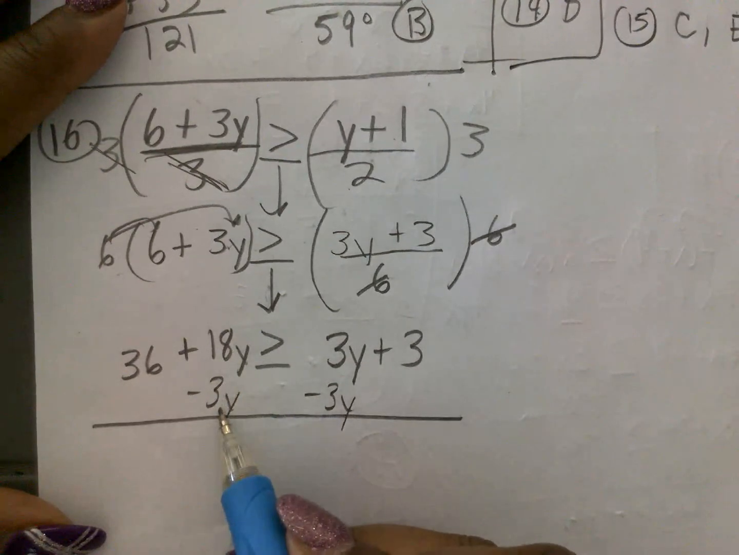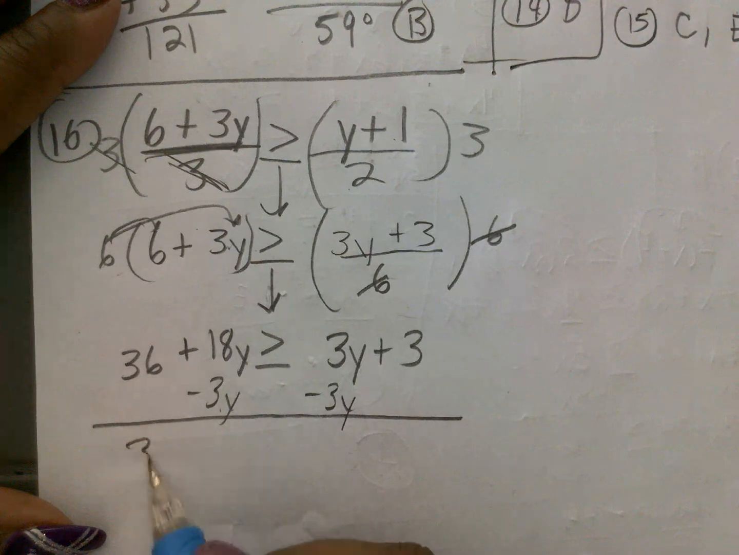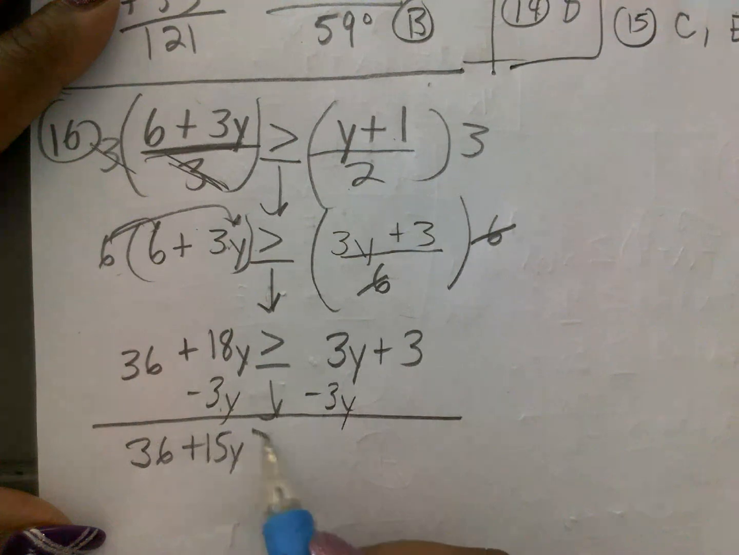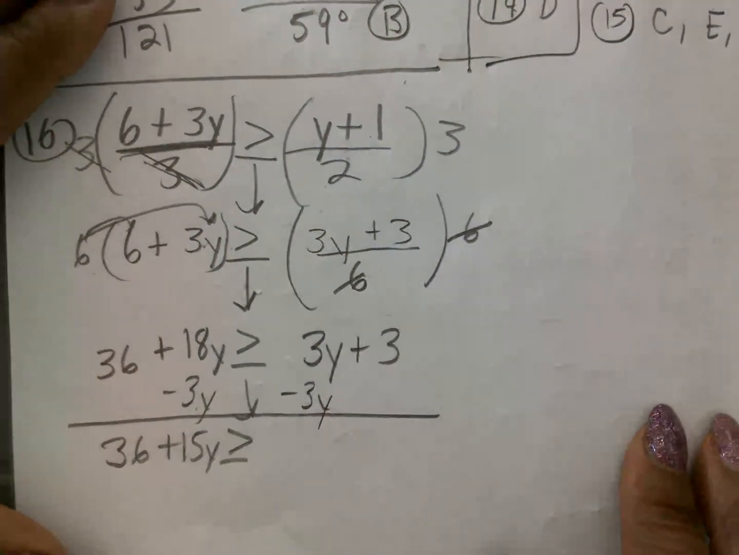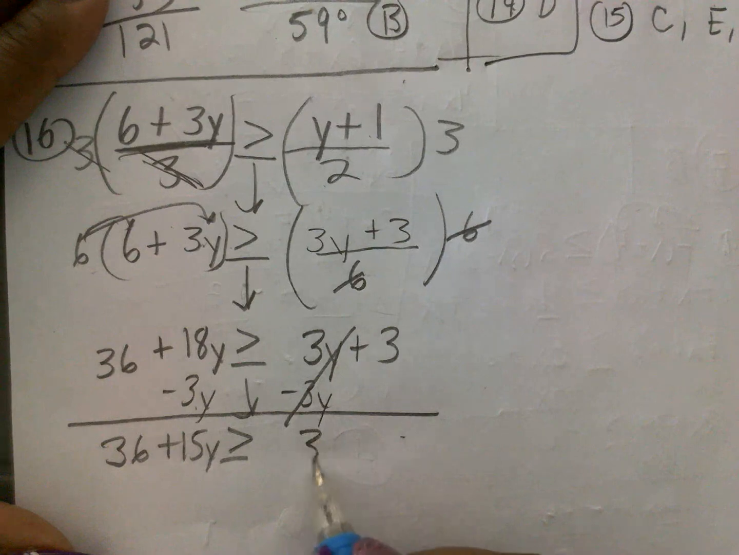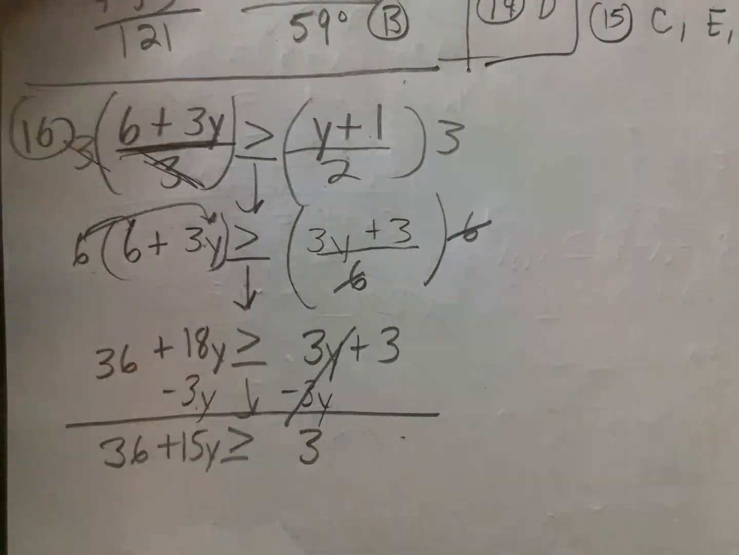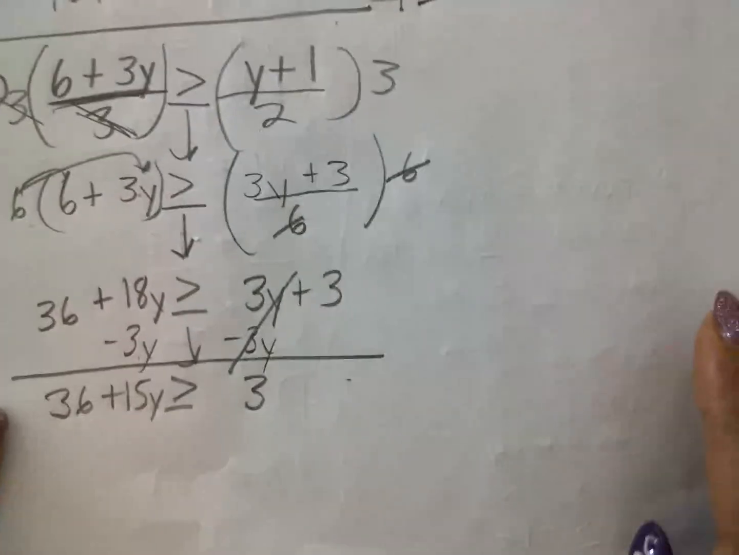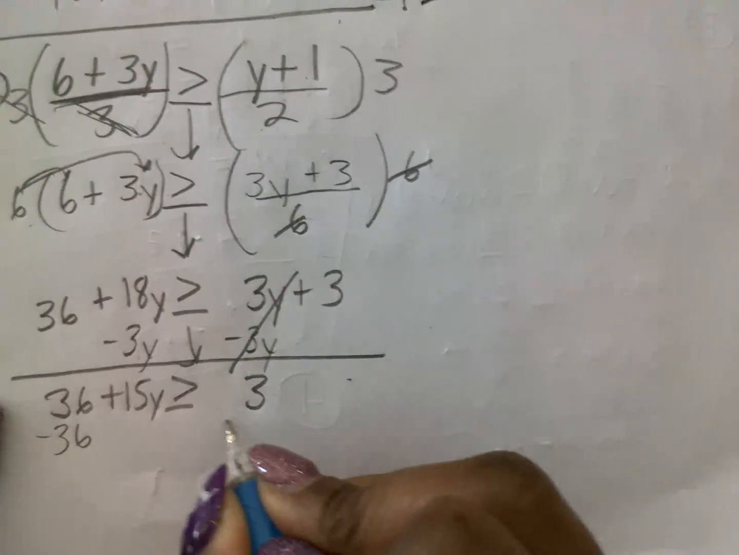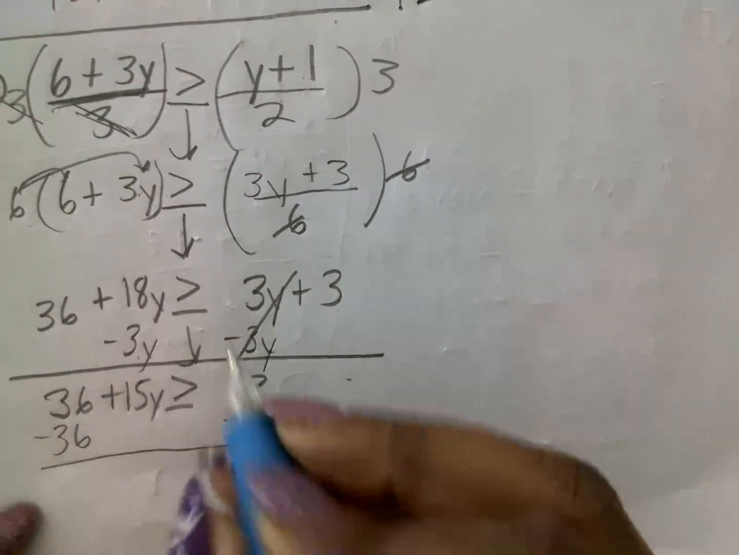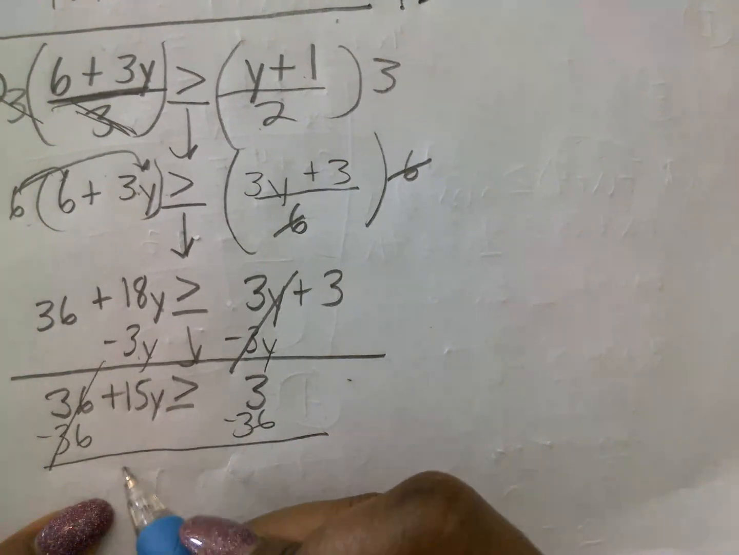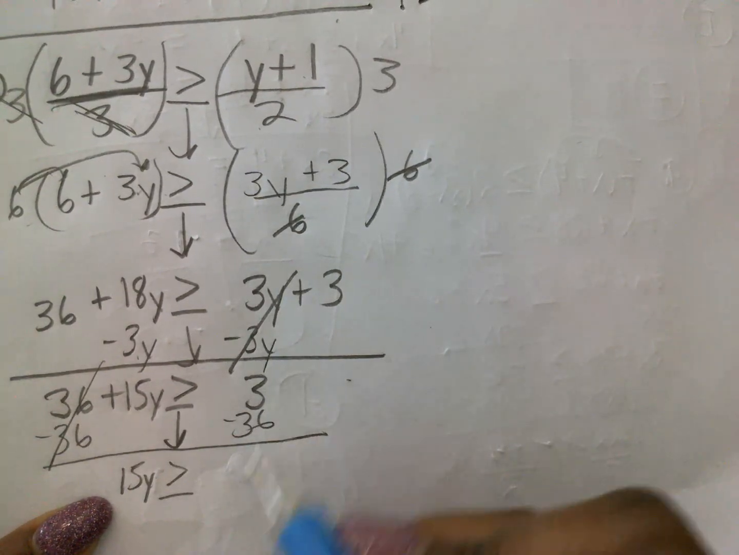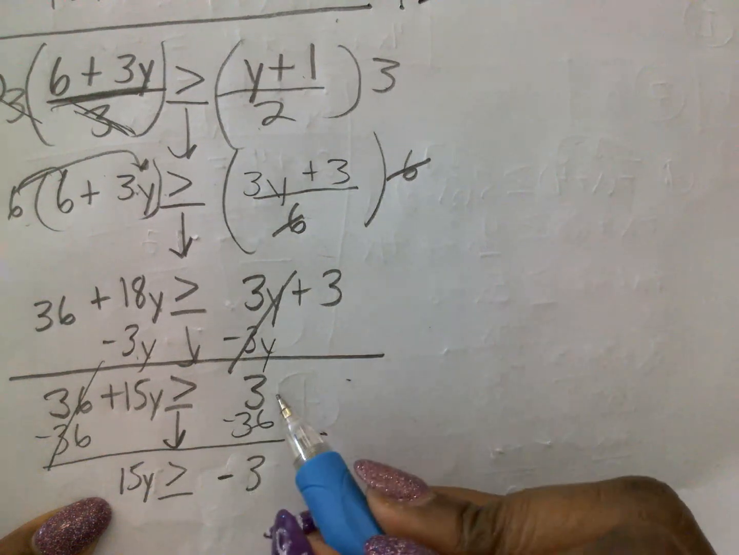So when I subtract it here, I'm left with 36 plus 15y. You can type that in your calculator, okay? If you forgot. This is gone, and I'm left with just 3 on this side. 3y minus 3y, 0. It's gone. So now to get y by itself, get rid of 36 first. So I'm going to subtract 36. If you forgot how, please type it in your calculator. This gives you 15y. Bring down the inequality, and this gives you a negative 33.